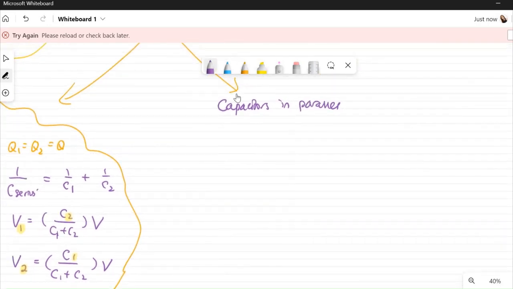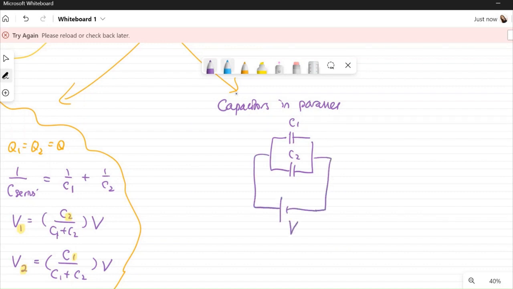However, for capacitors connected in parallel, I have two capacitors connected in parallel. Let's say this is C1, this is C2, and connected to a potential difference of V. Since they are connected in parallel, the voltages across each of the capacitors, V1 here and V2 here, are equal: V1 is equal to V2, which is equal to V, right?